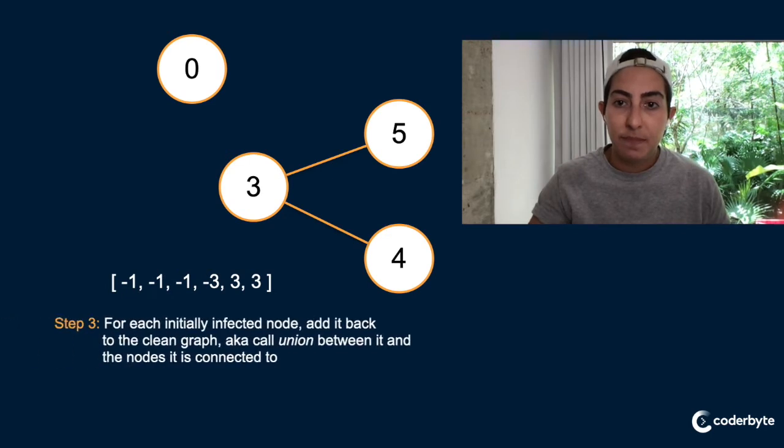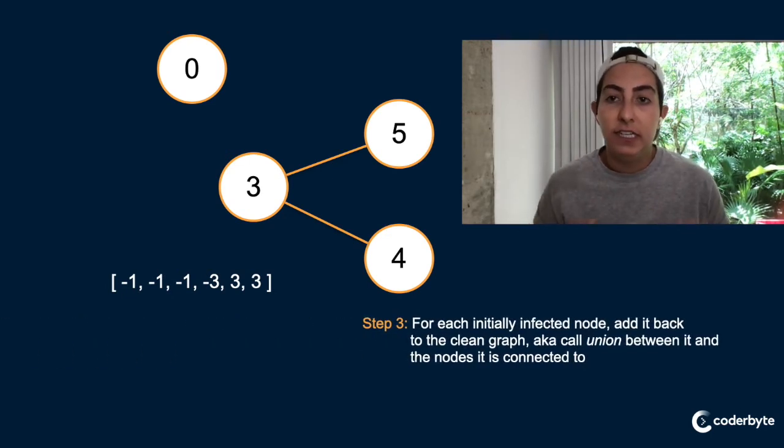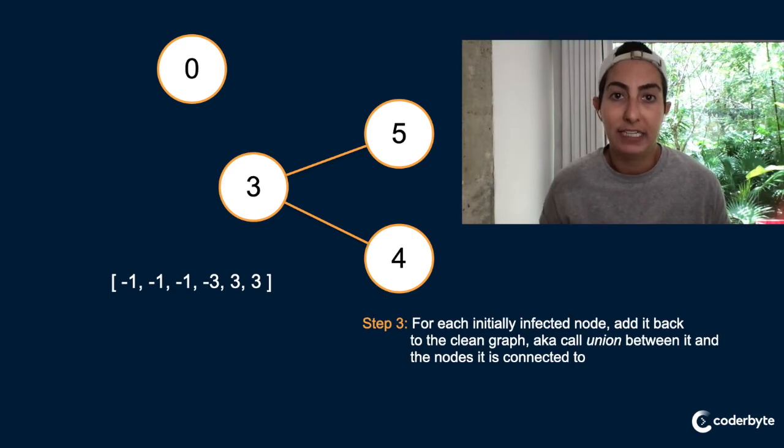Our next step: for each initially infected node, add it back to the clean graph, aka call a union between it and the nodes it's connected to. So we have our clean nodes, and we have our disjoint set array that we're tracking these nodes in and the different components, right?